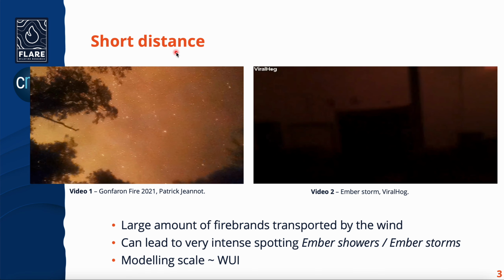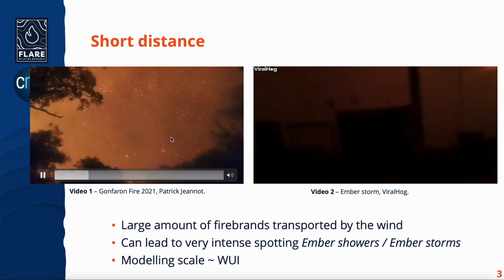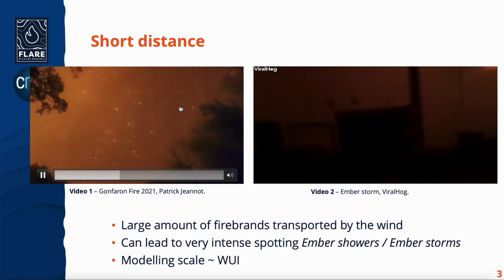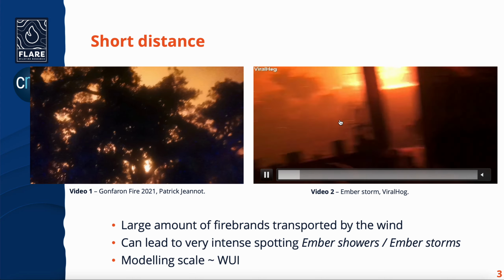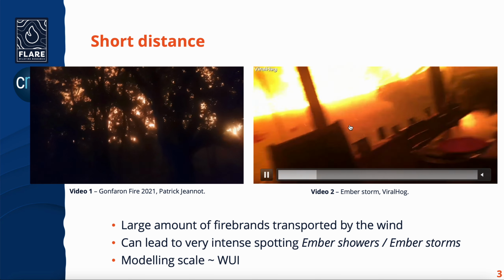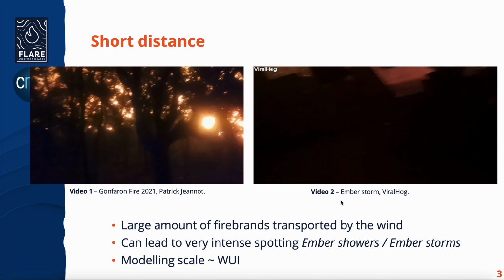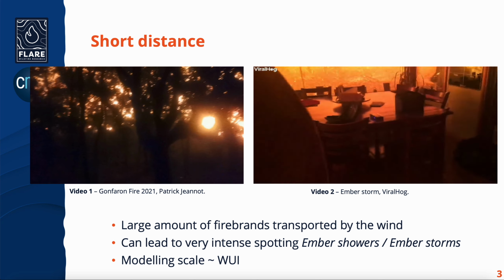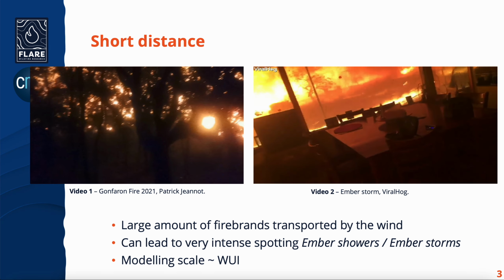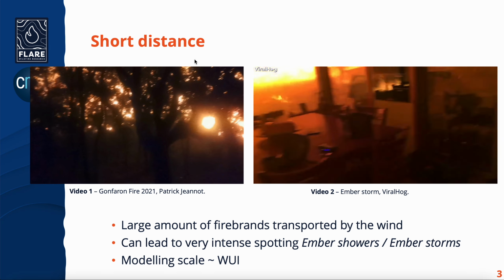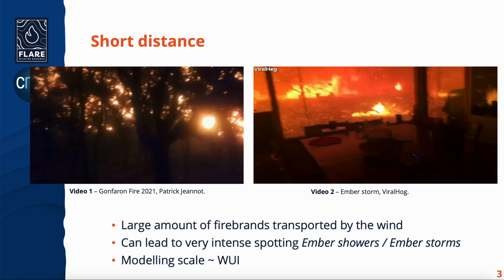We usually tend to categorize spotting into different ranges. Just to simplify, we will talk here about short distance spotting. It is composed of a lot of different very small firebrands that are traveling mainly with the wind. And in some cases, it can become a very intense phenomenon with thousands of small firebrands or embers, in a phenomenon called ember shower or ember storms. And so when you try to model this, you need to mainly take into account the wildland urban interface modeling scale, let's say. So this short distance is from some meters up to 1 kilometer.